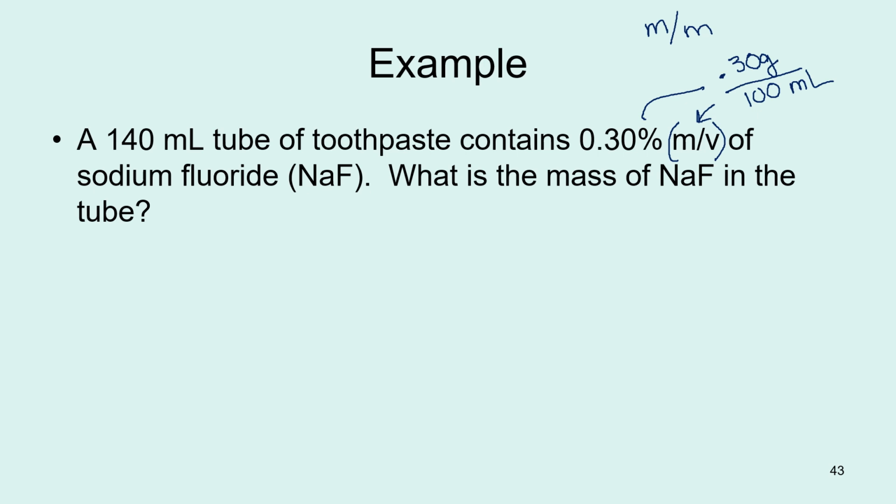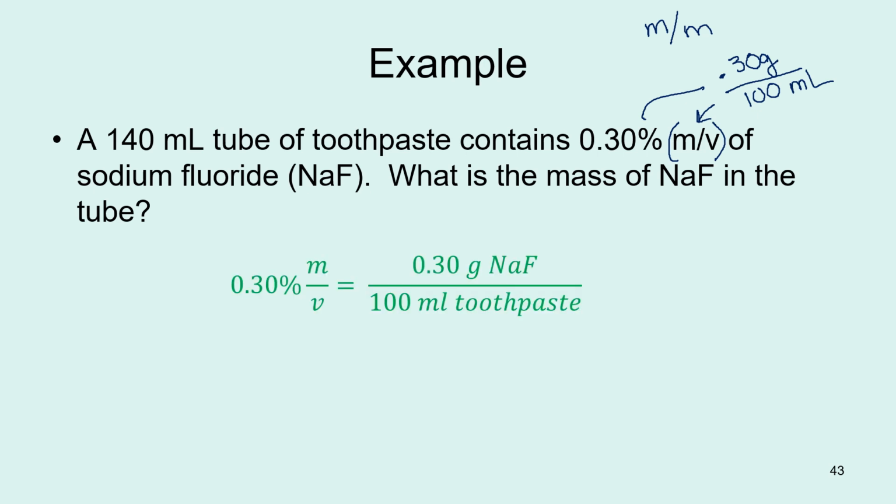The question is, of sodium fluoride in this case, what is the mass of sodium fluoride in the whole tube? There are two ways you can do that. It's a ratio. We know that it's 0.3 grams per 100 milliliters. So now the question is, how many grams are in 140 milliliters? The best way to do that is to take our definition, 0.30 grams per 100 mL.